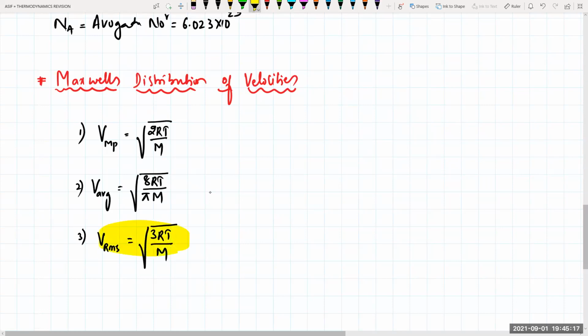So V RMS is equal to the square root of 3RT by M. V average is equal to the square root of 8RT by pi M. And V most probable is equal to the square root of 2RT by capital M. Temperature should be taken in Kelvin, beta. M is the molecular mass taken in kg, and V is the speed taken in meters per second.